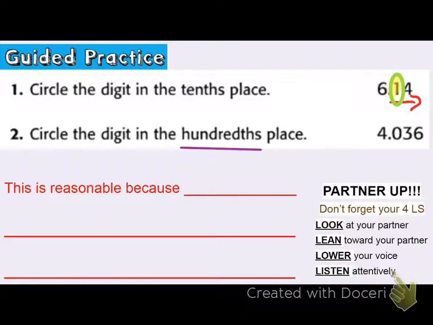Well, I know the hundredths place is here, tenths, hundredths. So I can circle the 3 to complete question 2. I know my answer is reasonable. This tells me to look for tenths place, and tenths place is right after the decimal on the right. This one's asking for hundredths place, and it goes tenths, hundredths on the right. So my answer is reasonable.